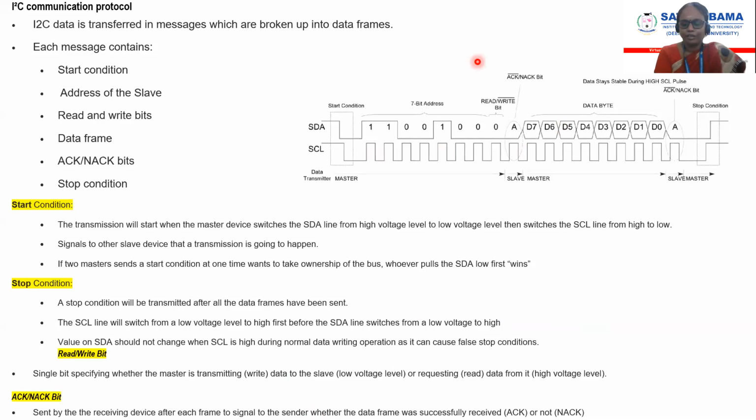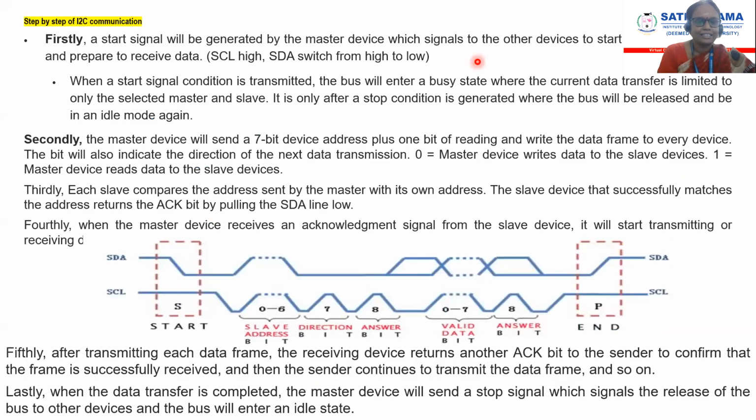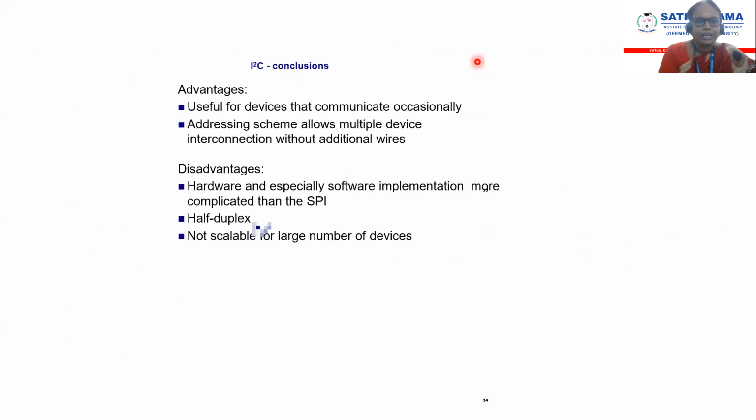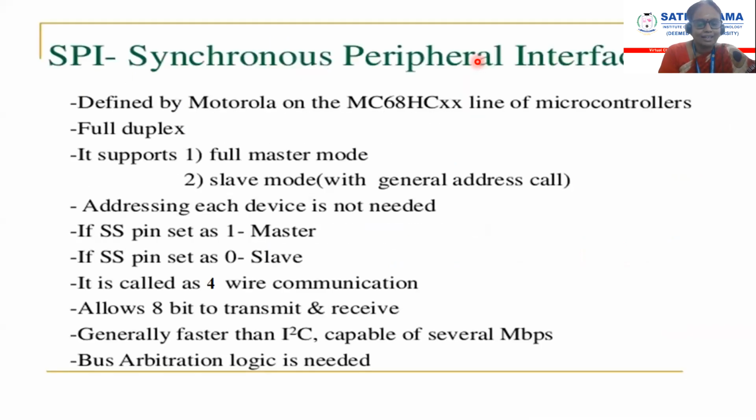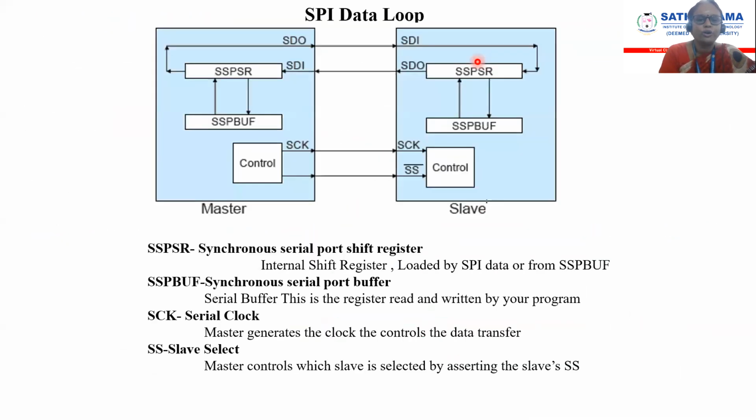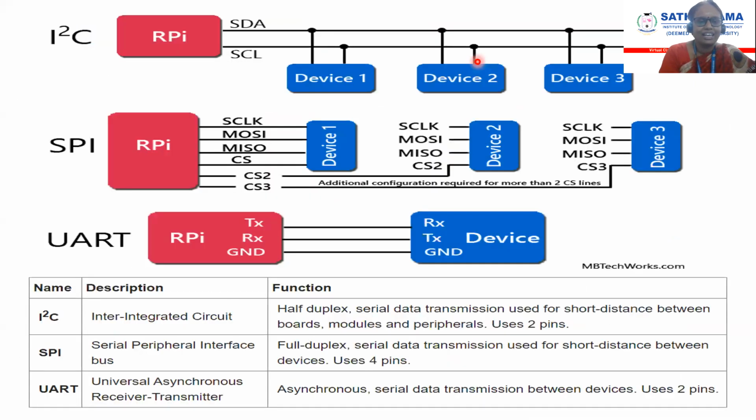Okay, that you have seen. And next we have all about I square C only. Then SPI, the next protocol, we have explained. I think this diagram will explain the entire operation for you, and what are the advantages and disadvantages.